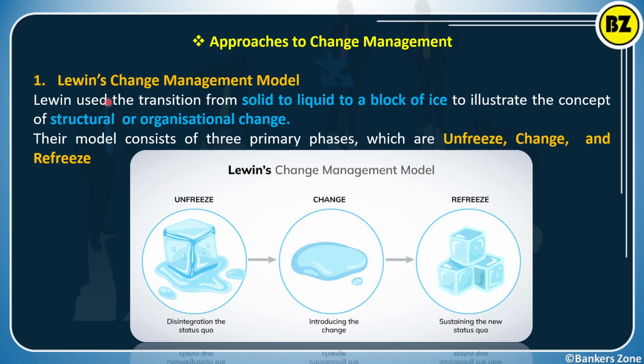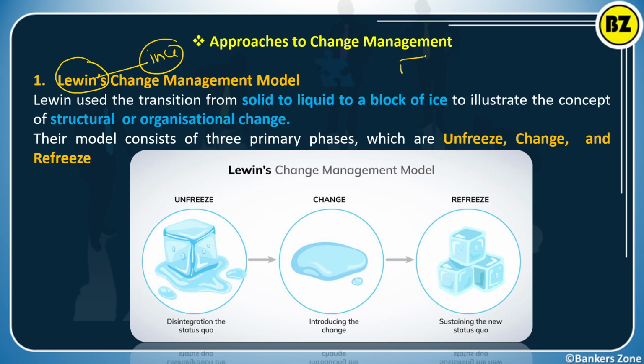The first model we will discuss is Lewin's change management model. Now see, Lewin used the transition from solid to liquid, a block of ice, to illustrate the concept of structural or organizational change. So first, you have to remember a very basic thing: once you know Lewin, you have to remember the ice block.